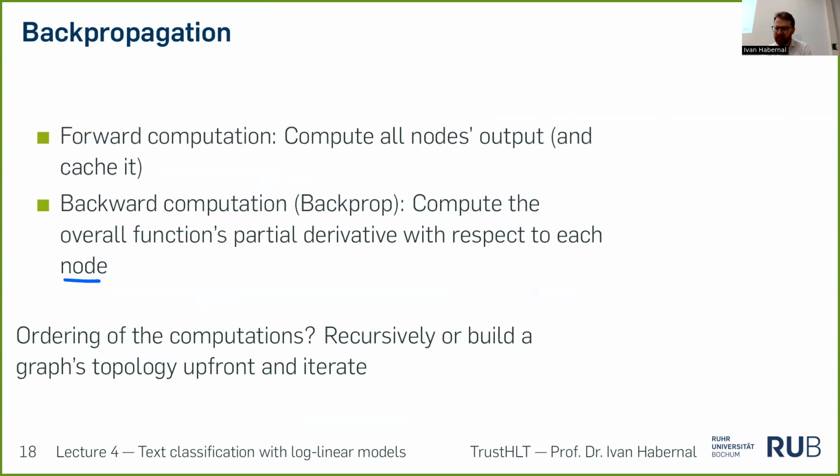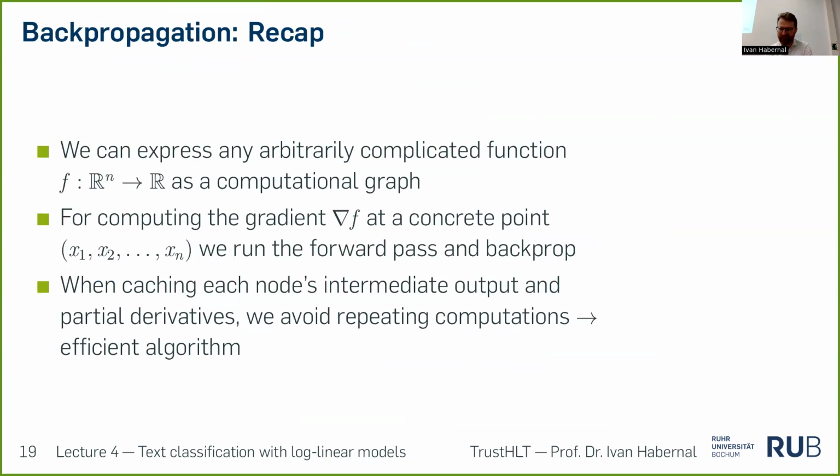Okay, good. So recapitulation. We can express any arbitrarily complicated function, and now we're talking about real value functions, as a computational graph. Okay, this is nice. Maybe many of you didn't know that before, but you can compose a function as a graph. And then for computing the gradient at the concrete point of the input, we run the forward and backprop. And one trick is that we need to implement caching. So what is caching in computer science programming? What's cache for? Yeah.